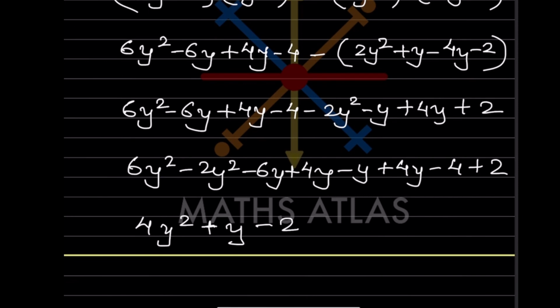So now what you can see here, 6y square minus 2y square, minus y plus 4y. This is a constant. So 6 minus 2, that is going to be 4y square. So here what you can see, there are y terms. So minus 6 plus 2 will be minus 4, and this is minus 1, means minus 3, and plus 4, minus 3 plus 4, that is going to be plus 1. And this will be minus 4 plus 2, that will be minus 2. So this is the answer.